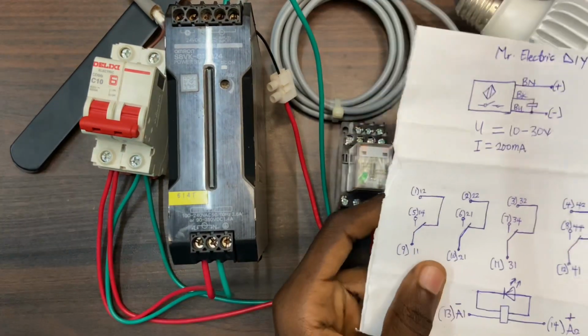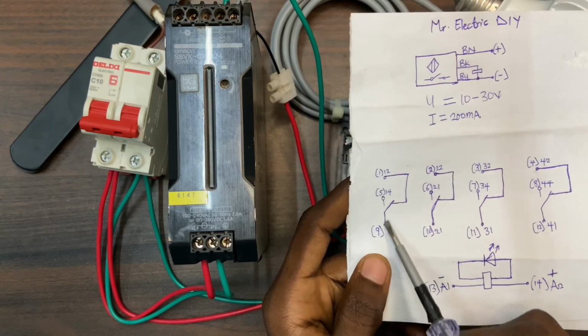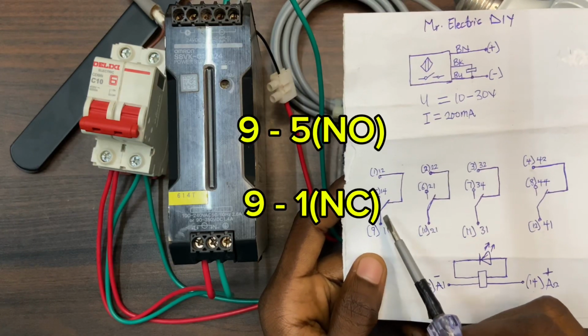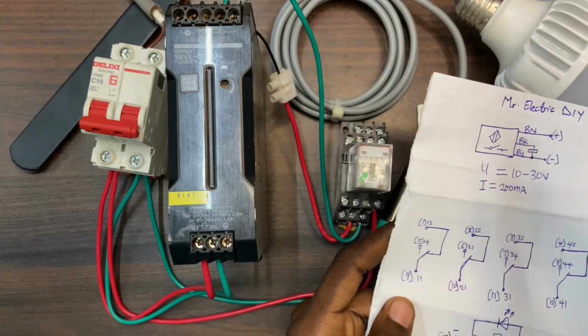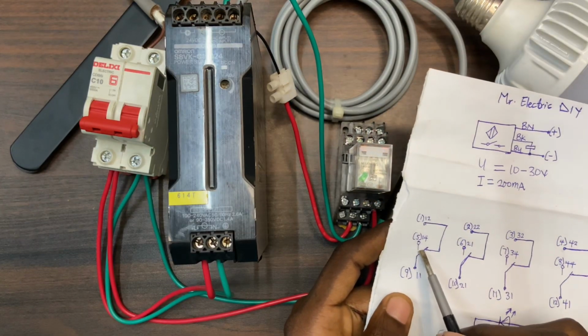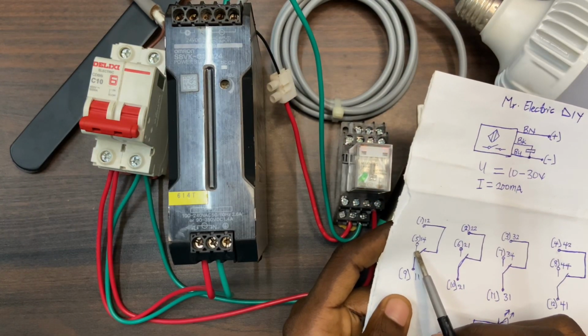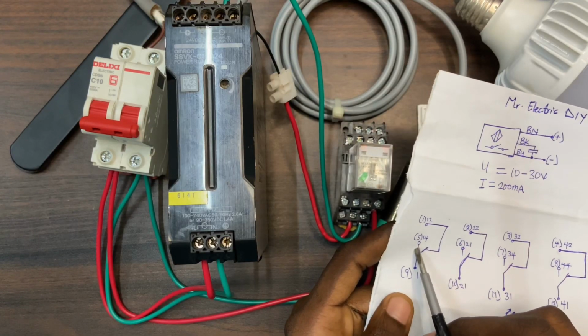Okay. We have number 5 and number 1. Number 5 and number 9 are normally open terminals. We have number 9 and number 1 as normally closed. So if I want my load to work when the relay is energized, then I have to use the normally open, that is number 5. When the relay is energized, this normally open here is going to close.